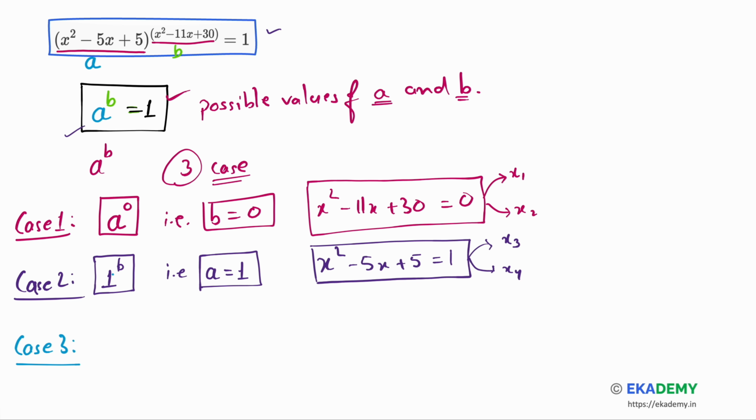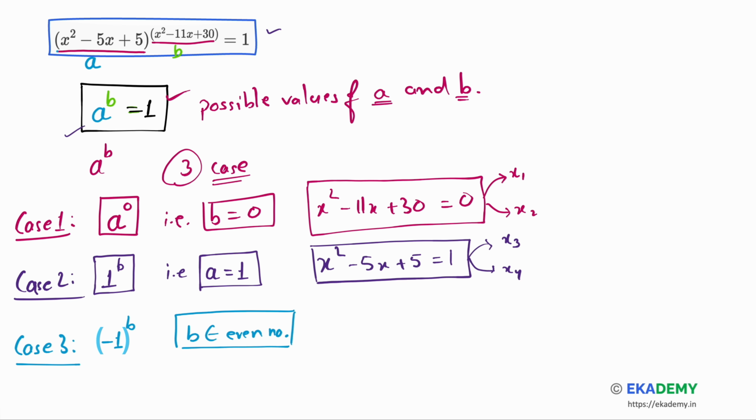That is when a is minus 1, when a is minus 1 raised to the power b. Now here there will be some restrictions over b because we know that this will yield 1 only when b is an even number. So, that means when a is -1, then b should be an even number to satisfy the given equation.